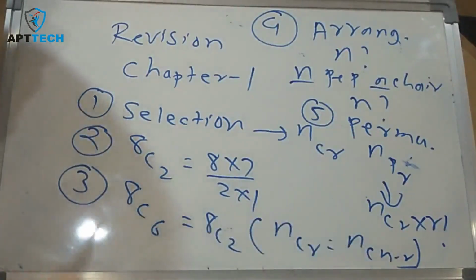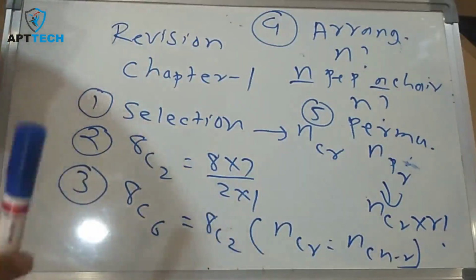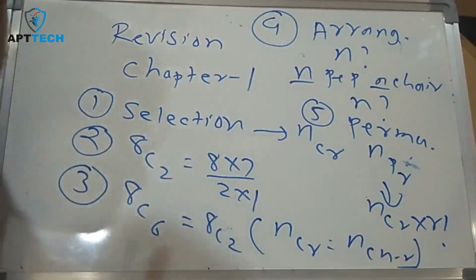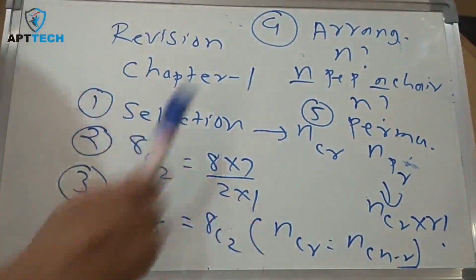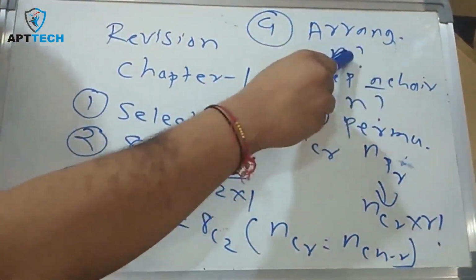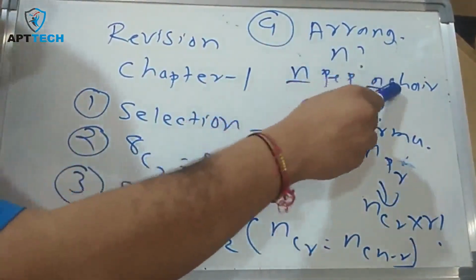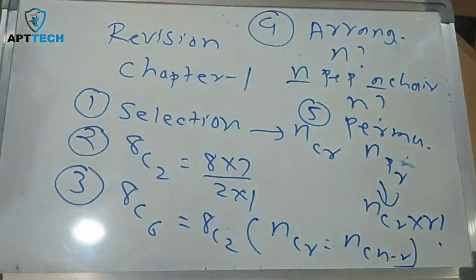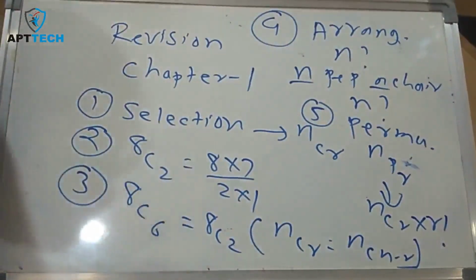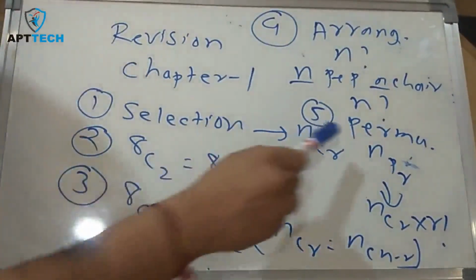Now answer me, what will be 10C7? It will be 10C3. What will be 8C6? It will be 8C2. What will be 9C7? It will be 9C2. Now the arrangement principle: n people, n chairs, n factorial ways. 5 students, 5 chairs, number of ways of arrangement 5 factorial. 3 people, 3 chairs, number of ways of arrangement 3 factorial.